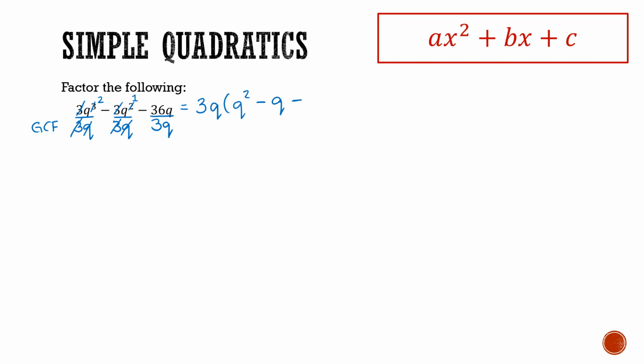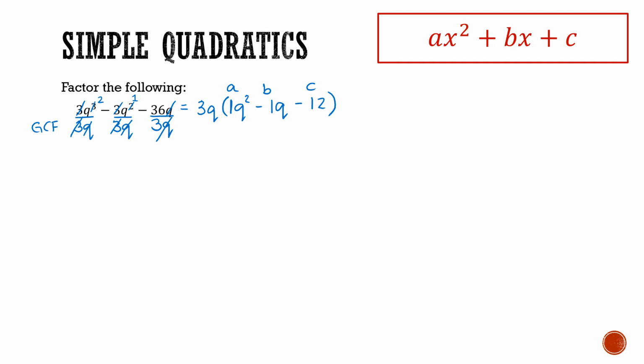Minus, here the q's cancel each other out, and 36 divided by 3 leaves me with 12. Now I have a quadratic in the form of ax squared plus bx plus c, where a is equal to 1, b is equal to negative 1, and c is equal to negative 12. Because a is equal to 1, I can use the factoring approach discussed in the last example.